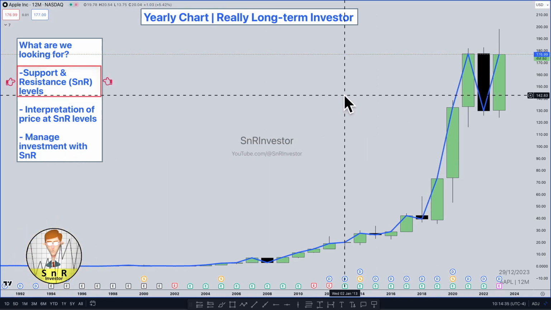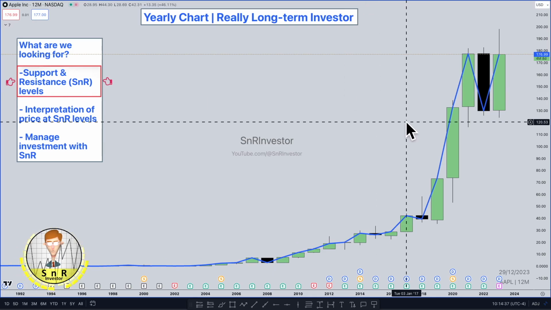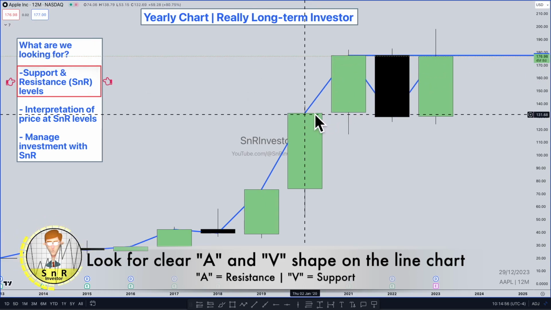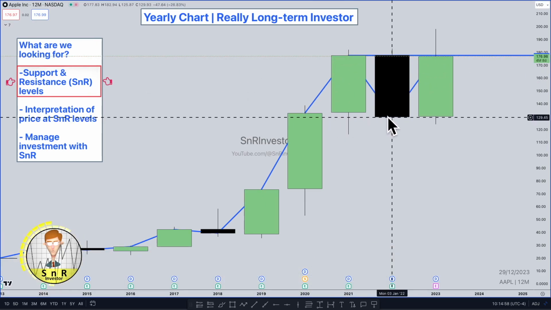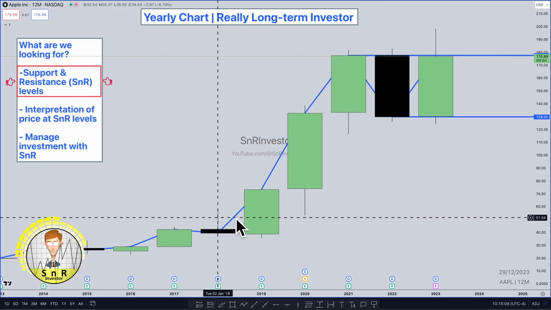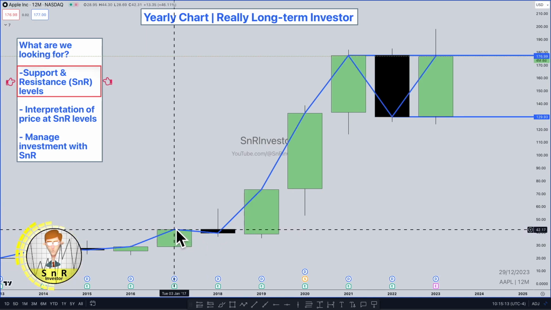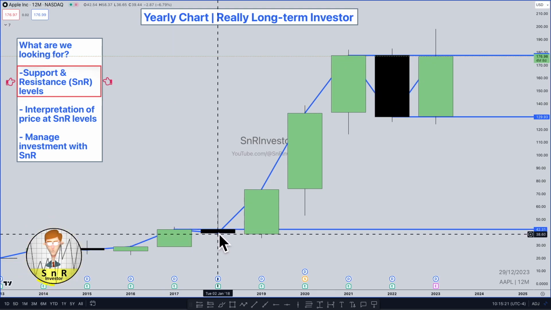First, I will draw the yearly support and resistance. Over here you can see we have a yearly resistance from 2021. Then after that, we have a support that was formed last year in 2022. Then the next major resistance that has been broken is in 2017, and the most major support is in 2018.